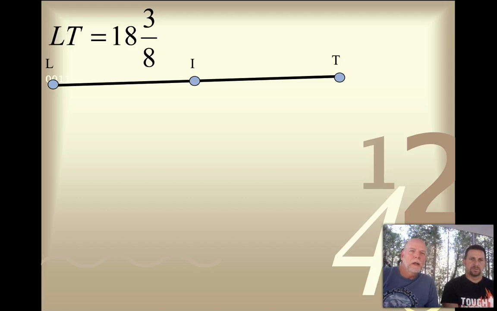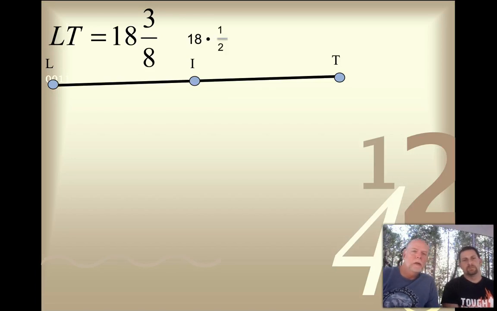They're asking us for the two pieces of this segment. They tell us that I is the midpoint, and we have to calculate the length of LI and the length of IT. So we have to take half of 18 and 3/8, because LT is the whole thing. Well, part of that's easy. Half of 18 is 9.